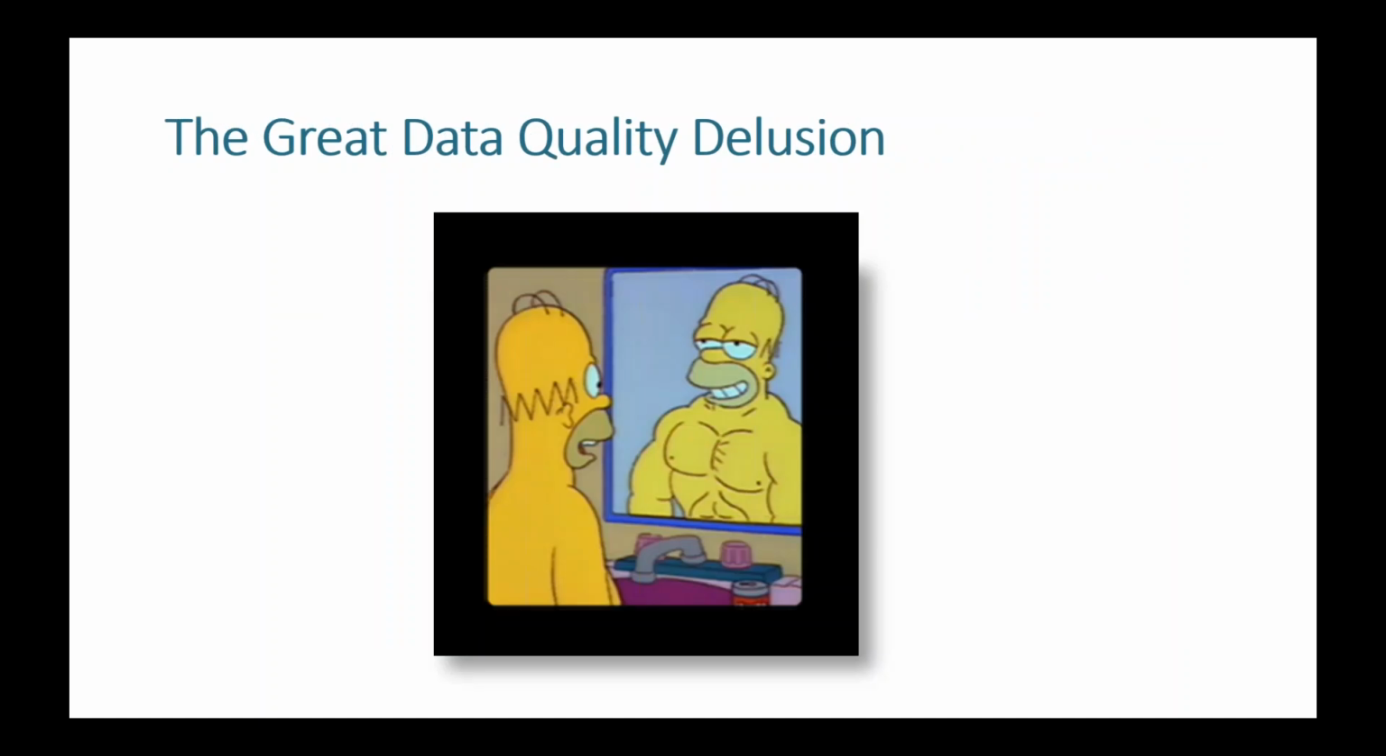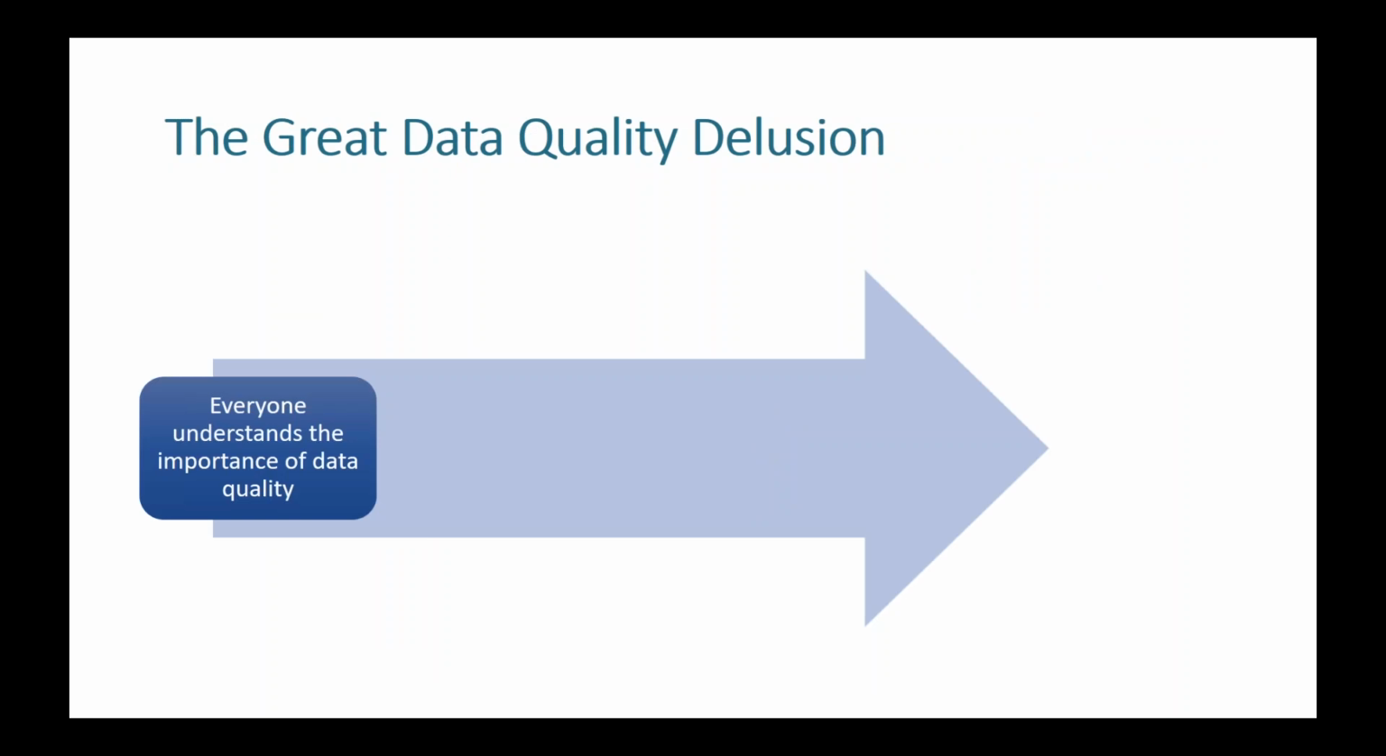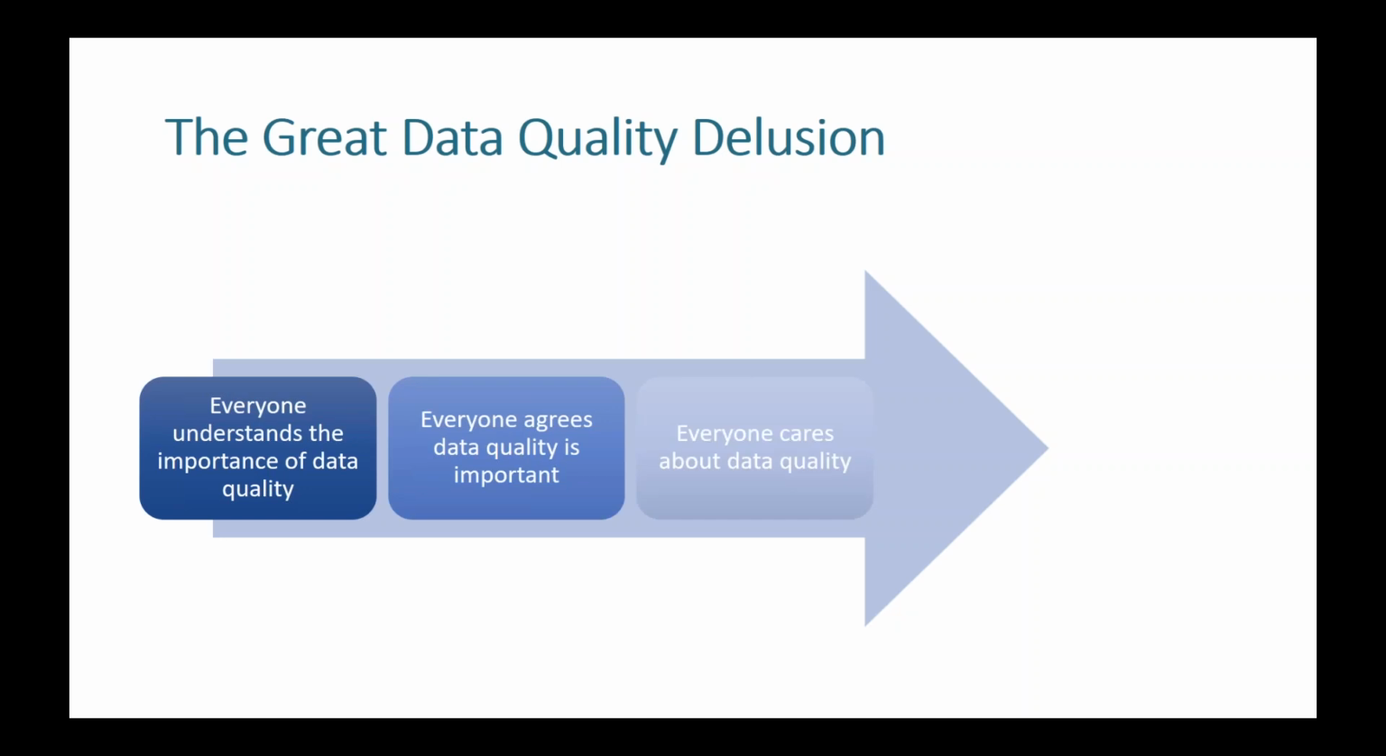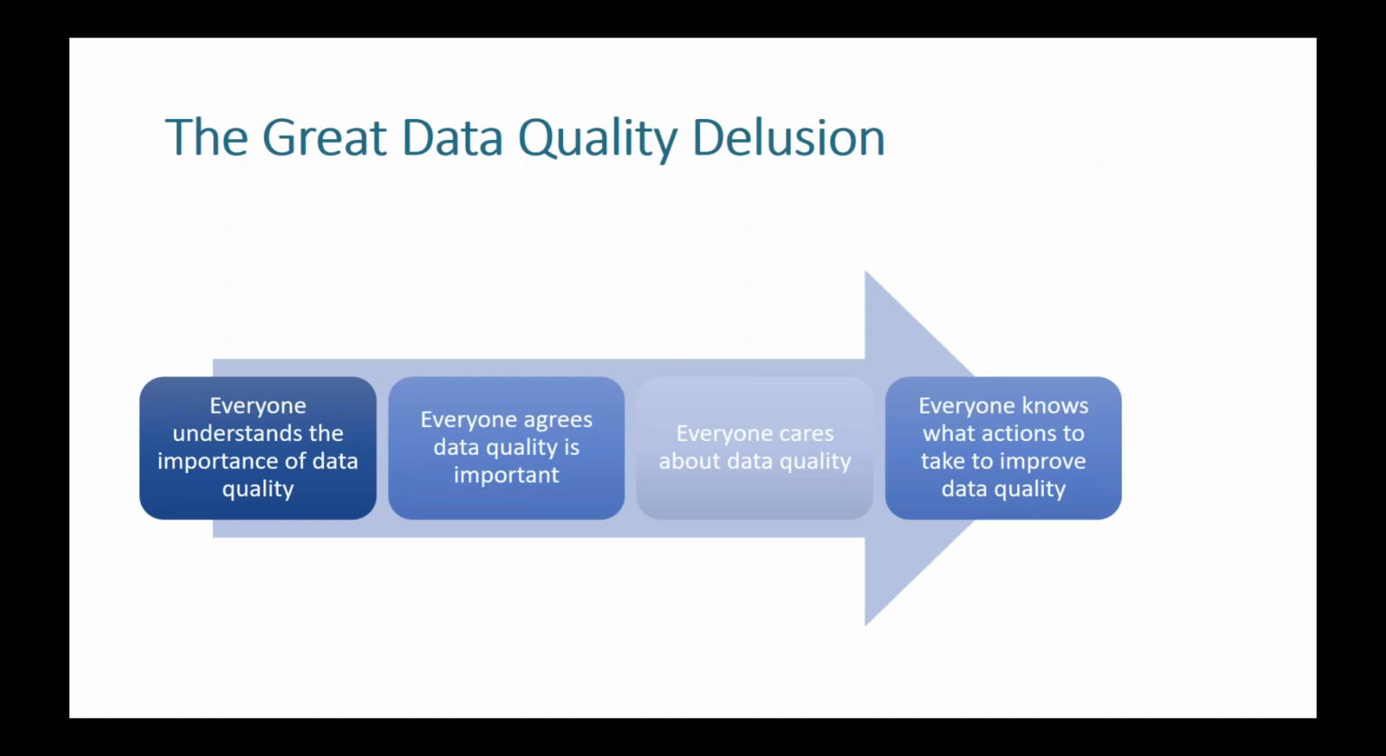So I think there's a bit of a data quality delusion really around this, and we're going to dive deeper into a bit of the data quality aspects. The delusion really is that everybody, unless they've applied the data value map, of course, understands the importance of data quality. I think everybody knows that it should be done, but whilst everybody agrees it's important, we think that everybody cares about it, and we think that everybody knows what actions they should take to improve it. But really, without that data value map and getting everybody on the same page, getting the responsibilities, accountabilities, etc., it's very difficult to do so.